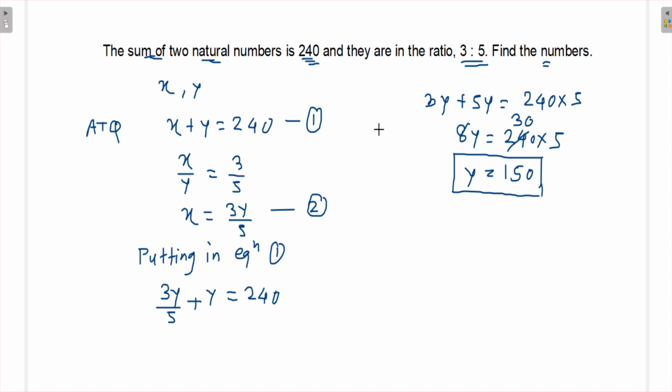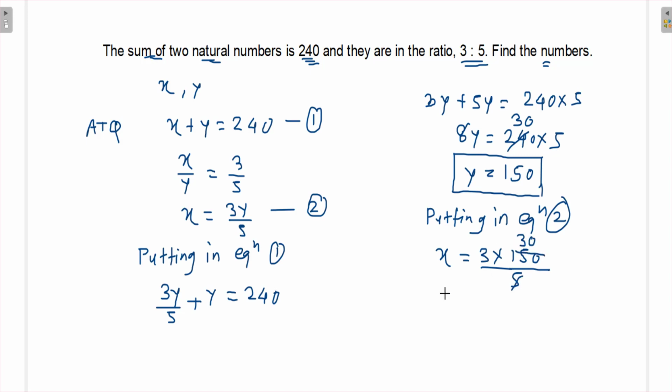Now put this value of y in equation number 2. If you put y is equal to 150 in equation 2, you will get x is equal to 3 multiplied by 150 upon 5. So this will be 5 threes are 15, 0, and so x is equal to 3 threes are 9, 90. So x is equal to 90 and y is equal to 150.